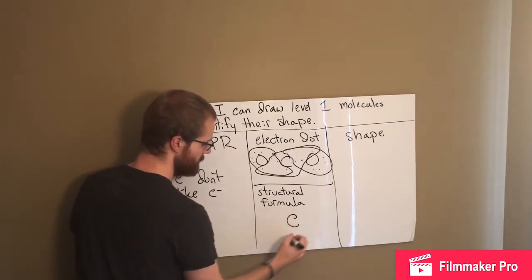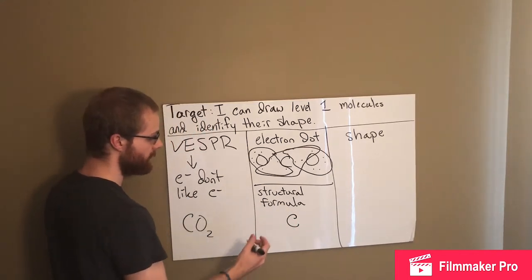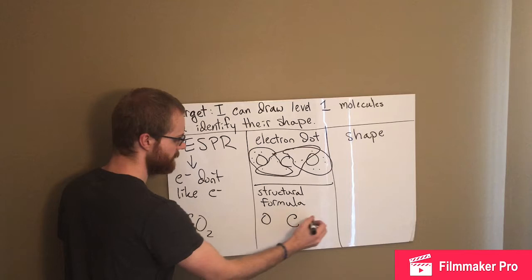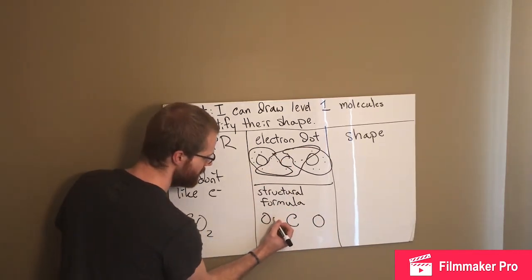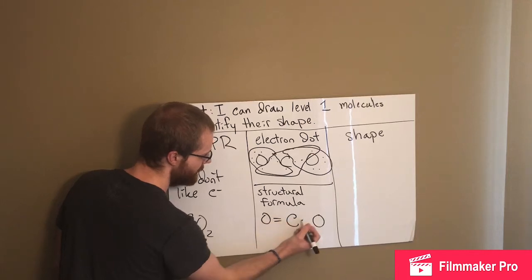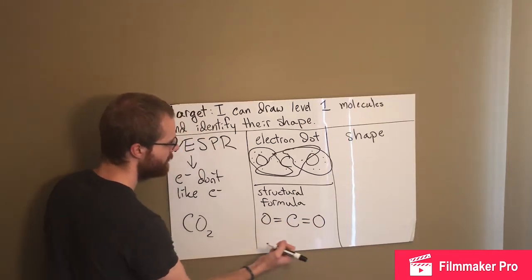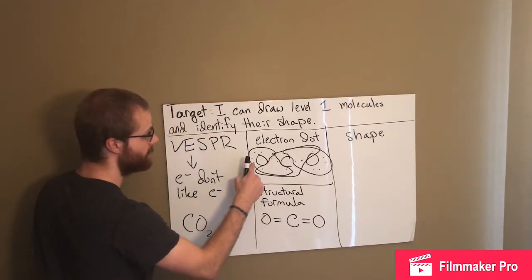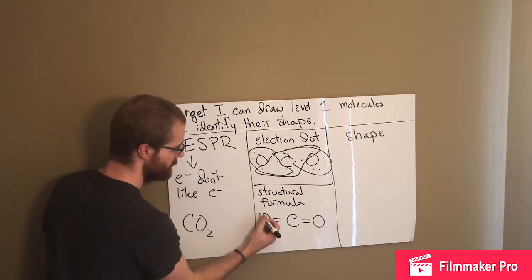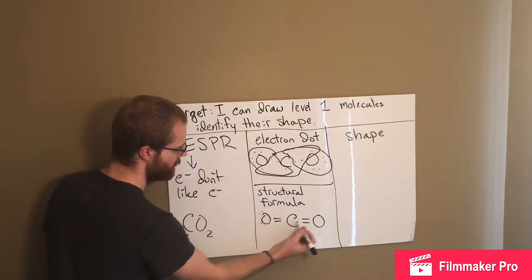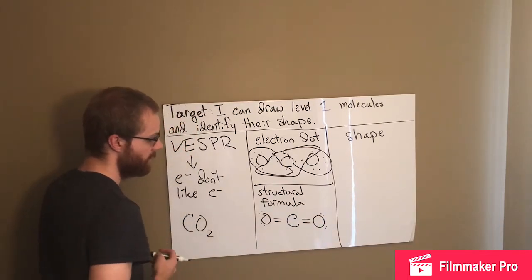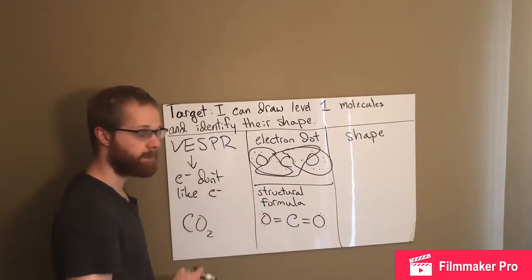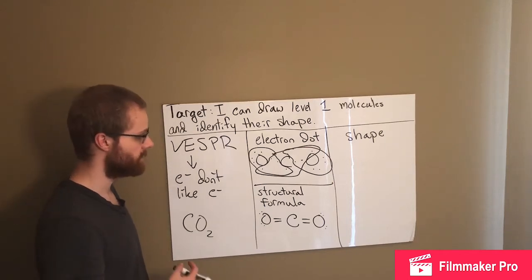Okay, so how do we draw that with the structural formula? We just draw our atoms like we normally did before, but instead of all of these dots and circles and everything, we just draw some lines. A double bond here and a double bond here. And we also draw our unshared pairs of electrons. 1, 2, 3, 4, 1, 2, 3, 4. And there you have it. That's our structural formula for carbon dioxide, for CO2.